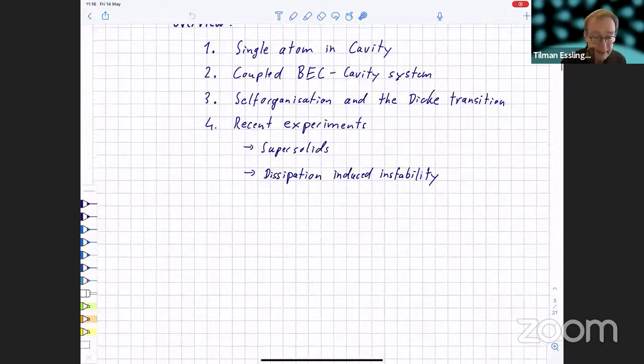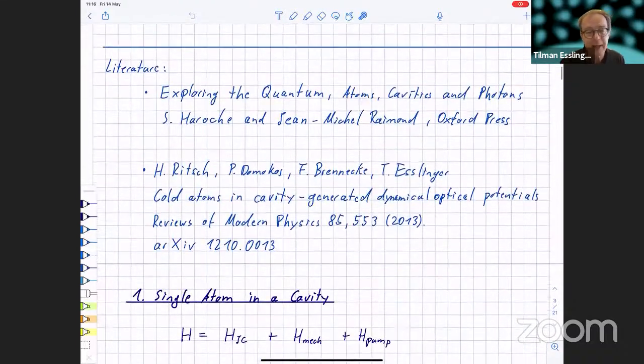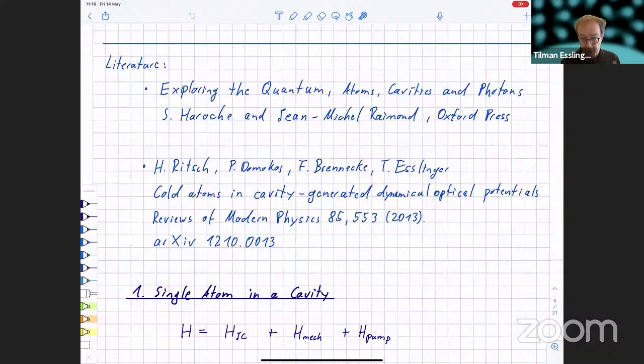Okay, good. There's also literature. I just put a little bit of literature. Of course, you find the literature in the papers. And there is, of course, this wonderful, very general book, Exploring the Quantum, by Serge Haroche and Jean-Michel Raimond. For this lecture, I took quite a bit out of our review. There are also other and more recent reviews, but naturally, since I co-wrote this one, I will follow that review.